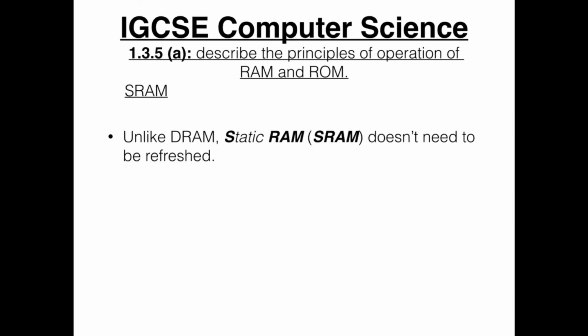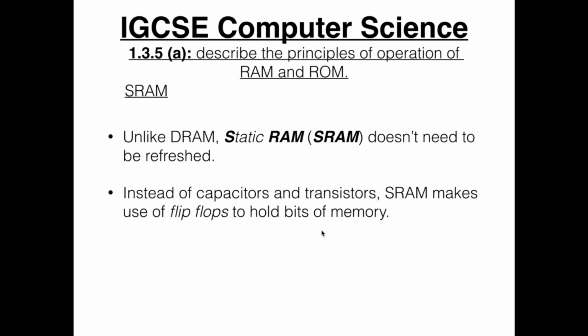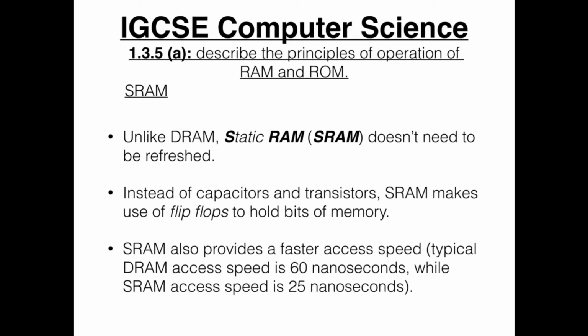Static RAM is a bit different. Unlike dynamic RAM, static RAM doesn't need to be refreshed. Instead of capacitors and transistors, static RAM makes use of flip-flops to hold bits of memory. Static RAM also provides faster access speed. Typical DRAM access speed is 60 nanoseconds, which is pretty fast actually, while the SRAM access speed is 25 nanoseconds, even faster.